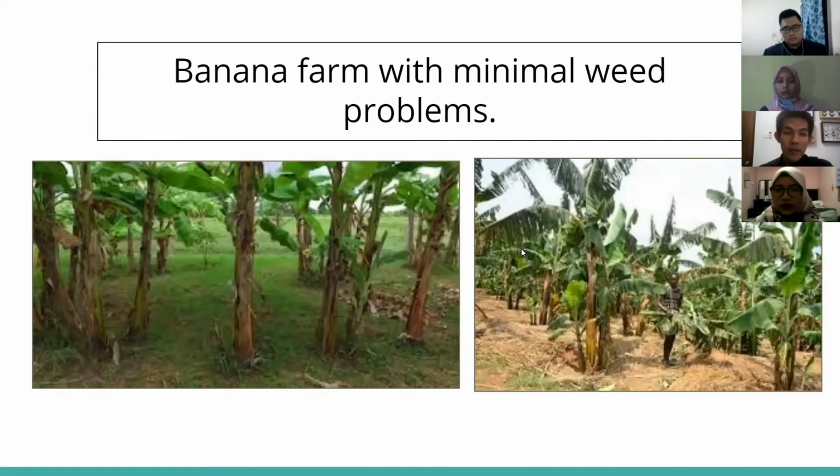And this is the example of the banana farm with minimal risk problem if we control the weeds properly and effectively. So that's all for my part.